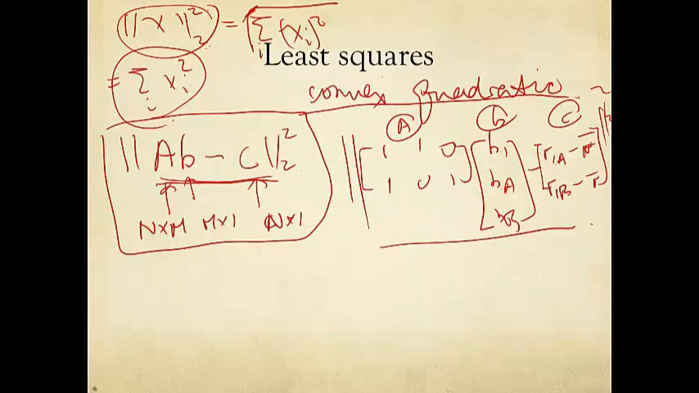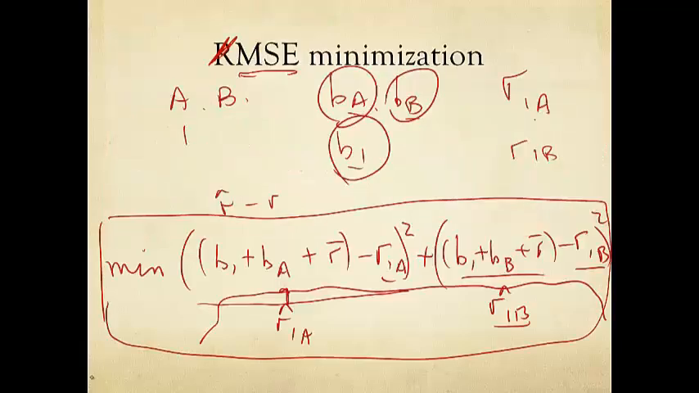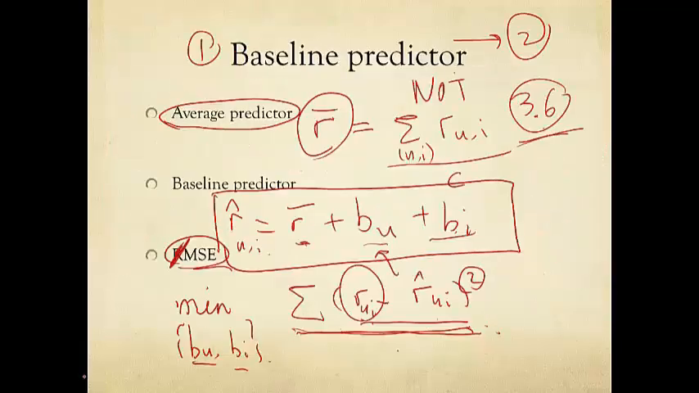So let's take a look at this one more time. We say our baseline predictor is the lazy R bar plus bias terms for the users and the movies. Then you look at the difference between the actual R and this R hat in the root mean square error sense, which means you're looking at the square of the L2 norm, and you're minimizing that function over bu and bi.